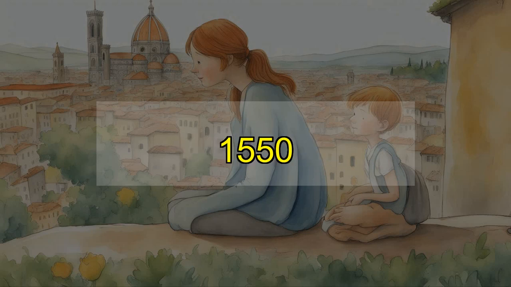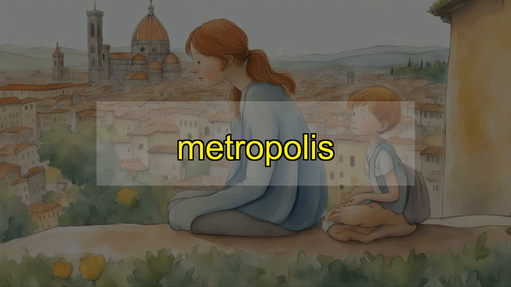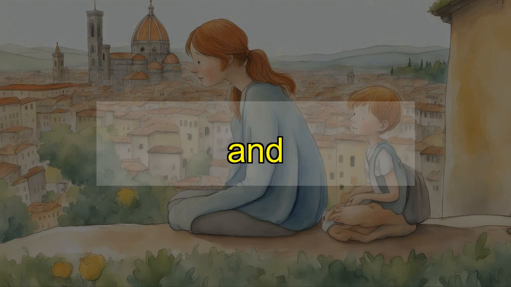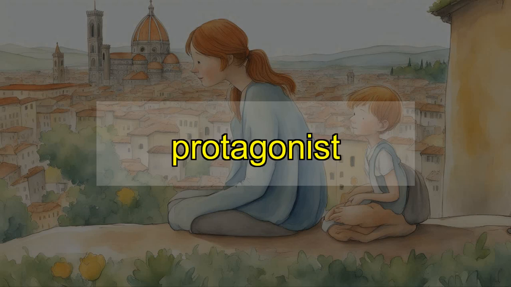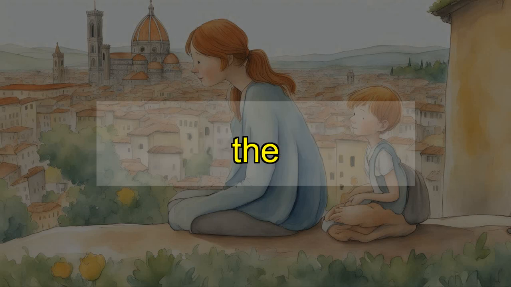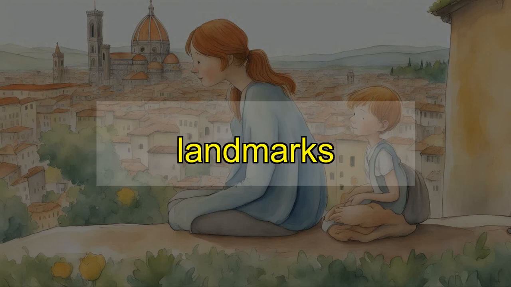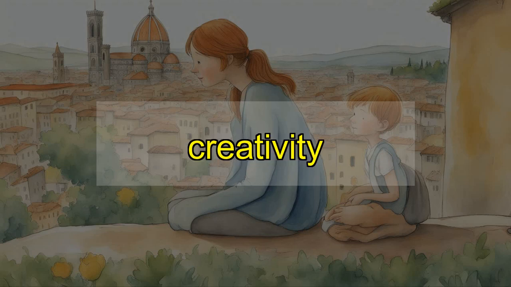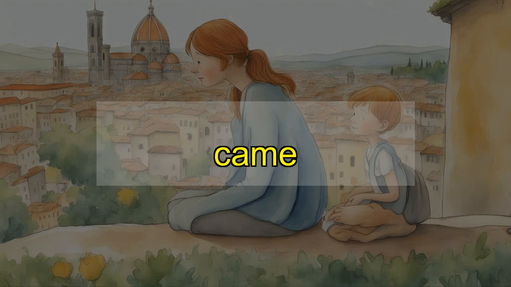Summary. Florence in 1550 was a vibrant, thriving metropolis where beauty, art, and intellect converged. As the home of Lucrezia, our protagonist, this enchanting city provided the perfect backdrop for her story to unfold. From its sun-kissed streets to its iconic landmarks, Florence was a place where creativity, innovation, and passion came alive.